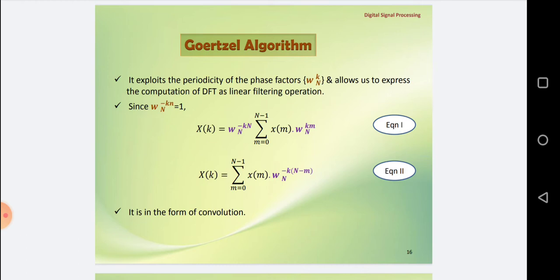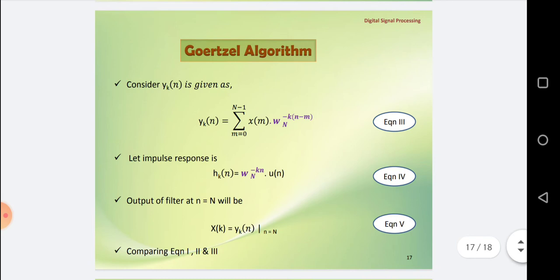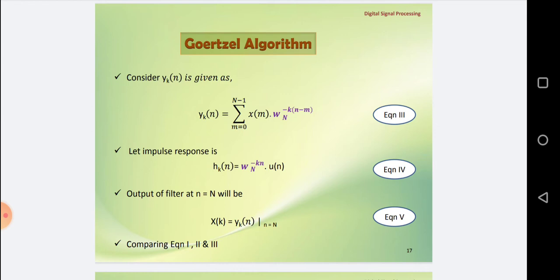Now consider the y_k(n) sequence, which is given as y_k(n) equal to summation m = 0 to N-1 x(m) W_N^(-k(n-m)). Say this is equation 3. Let the impulse response be given as h_k(n) equal to W_N^(-kn) u(n), where u(n) is the unit step DT sequence. The output of the filter at n equal to N will be X(k) equal to y_k(n) at n equal to capital N.